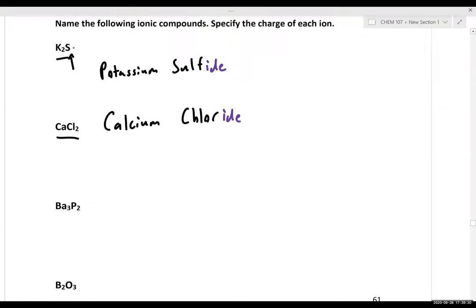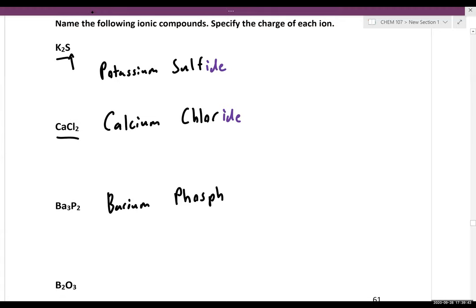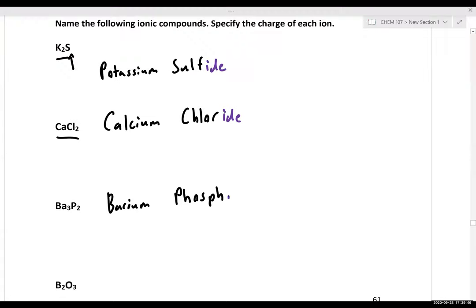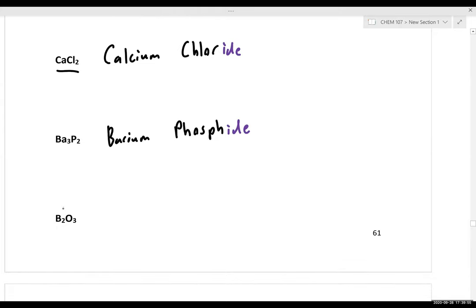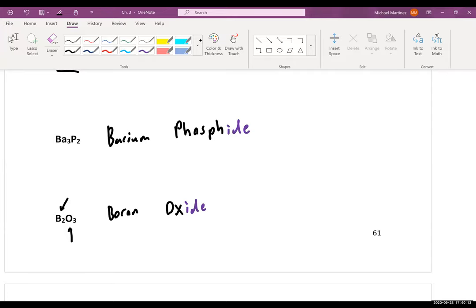In the next example, we have our good old friend barium as our cation, and then P corresponds to phosphorus, which has the stem of phosph, followed by an ending of IDE. So this would be barium phosphide. B2O3: we write the name of our cation, which is boron. And then for oxygen, we write our stem of ox, and then we add our ending of IDE. Does this make sense to everyone? Is everyone comfortable with this idea?